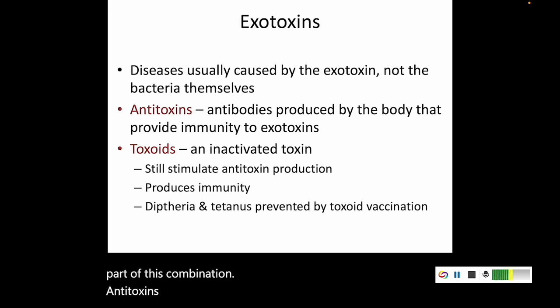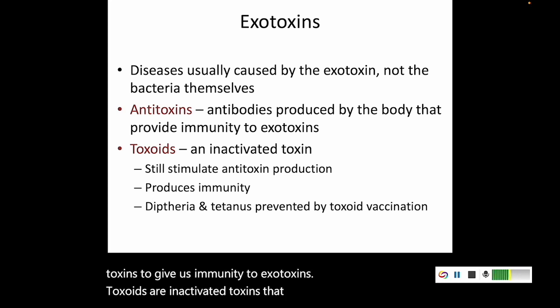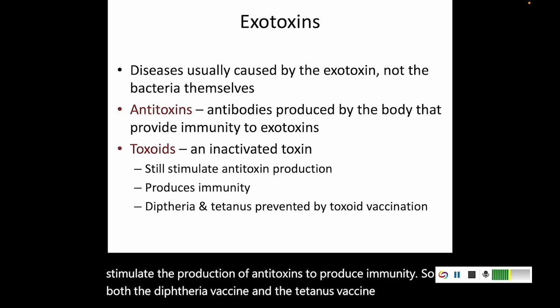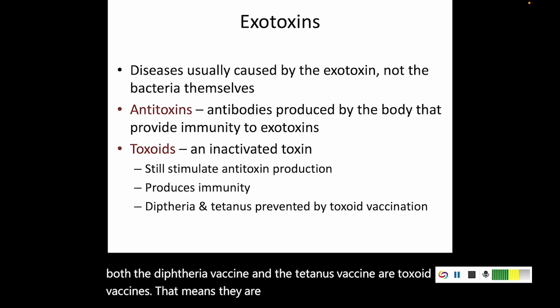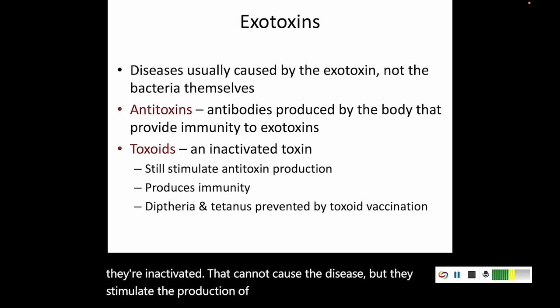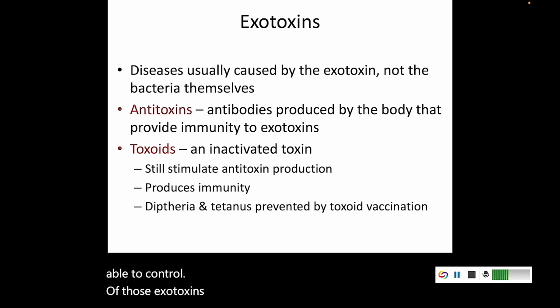Antitoxins are antibodies that our body produces that bind to toxins to give us immunity to exotoxins. Toxoids are inactivated toxins that are used as vaccines to stimulate the production of antitoxins to produce immunity. So both the diphtheria vaccine and the tetanus vaccine are toxoid vaccines. That means they are made of inactivated toxins. Because they're inactivated, they cannot cause the disease, but they stimulate the production of antitoxins, those antibodies, so that if you ever are exposed to diphtheria or tetanus, your body will be able to control those exotoxins instead of getting sick.